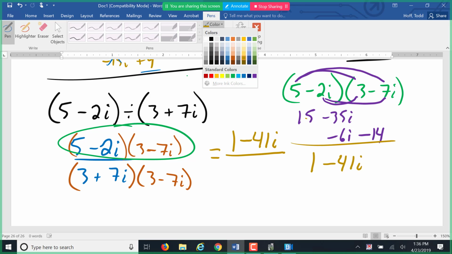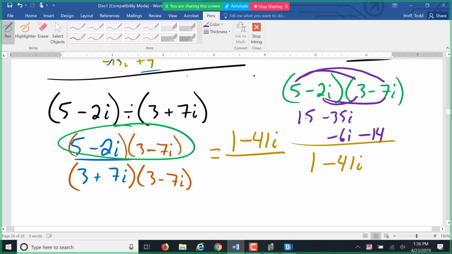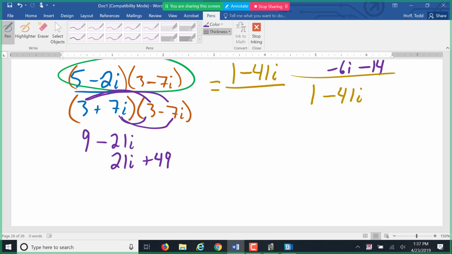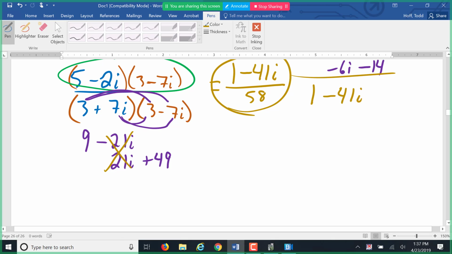Our denominator, working with this mess here: 3 times 3 is 9. 3 times negative 7i is negative 21i. 7i times 3 is a positive 21i. 7i times negative 7i is a positive 49. So the negative 21i and positive 21i cancel. 9 and 49 make 58. So 1 minus 41i all over 58 is the result.